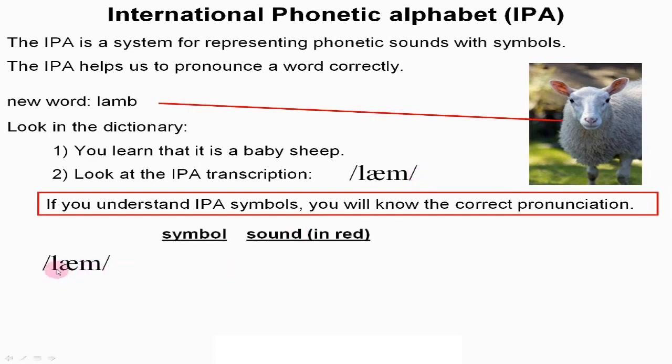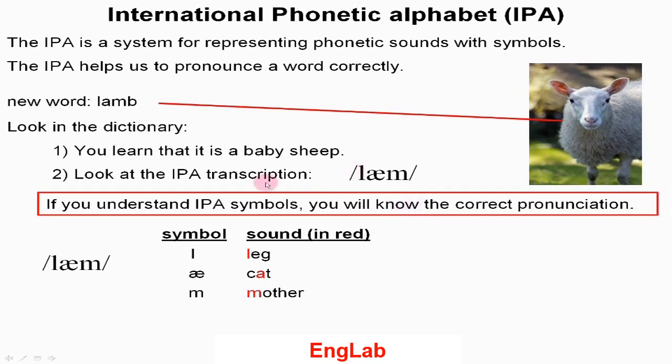Here are 3 IPA symbols. This one is the first one, the symbol for the sound l, like leg. The second symbol is the sound a, like cat, and the third symbol is the symbol for m, like mother. So if we know these symbols, we now know how to pronounce this word. We pronounce it lamb.